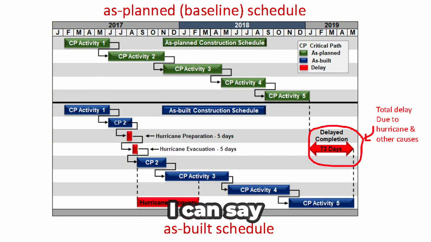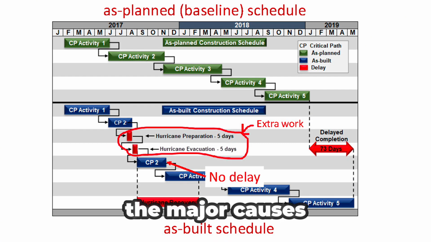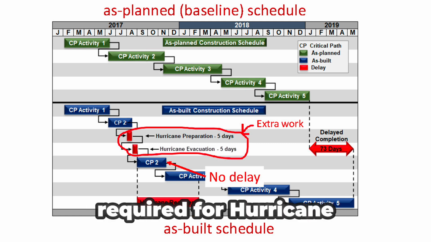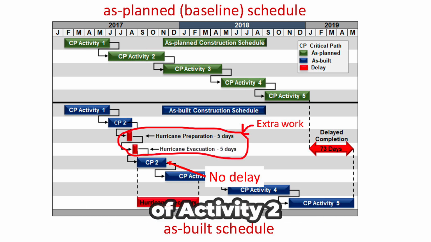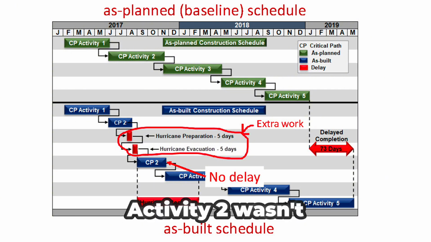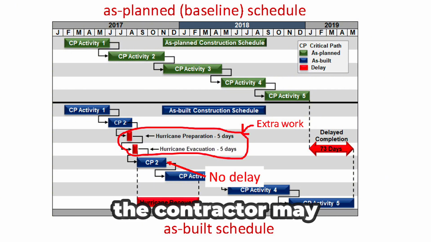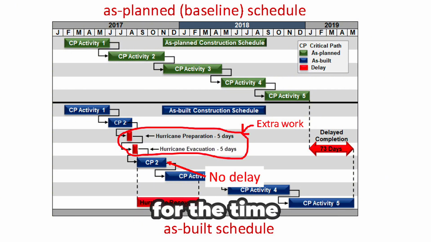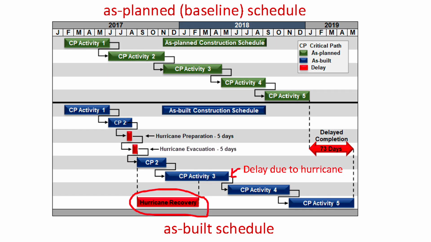Based on the schedule, I can say that a hurricane was one of the major causes. Extra work was required for hurricane preparation in the middle of Activity 2 and evacuation afterward. Interestingly, the finish of Activity 2 wasn't delayed. The contractor may have worked overtime to make up for the time lost due to the hurricane. However, the hurricane recovery task did impact other activities, such as 3, 4, and 5, which finished later than their originally planned date. So we can say the hurricane had a negative impact on the project.